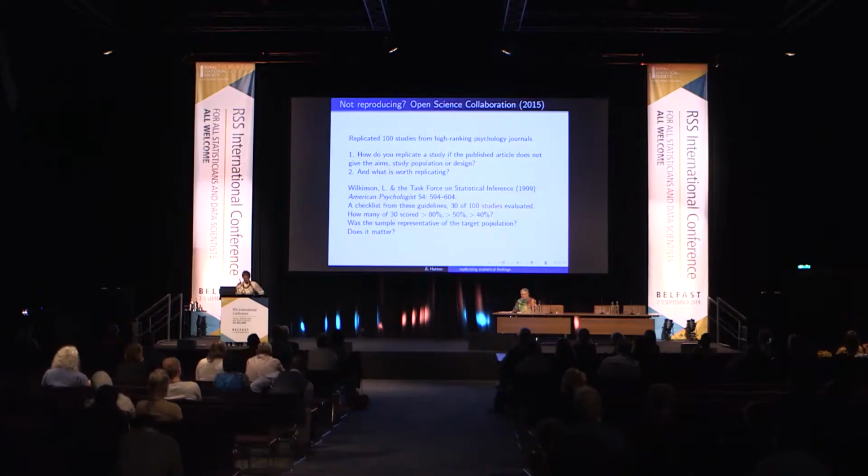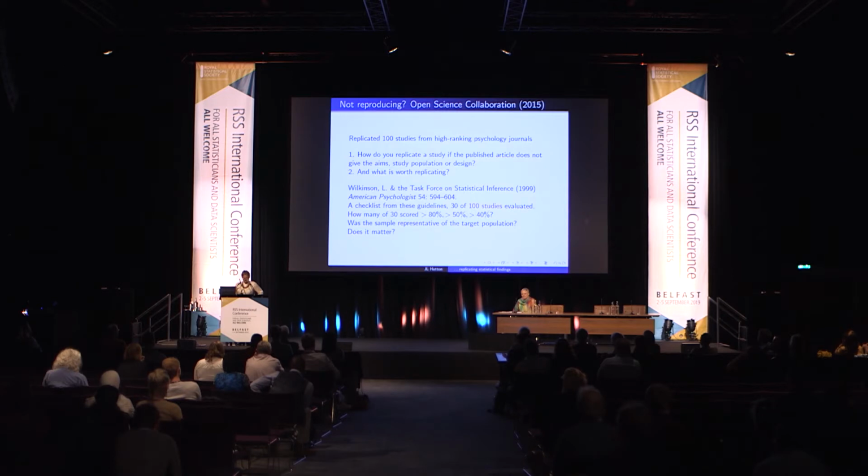Maybe p-values might have a role here. And the implications for future study. Is that done? Well, how would you replicate a study if the published article does not give the aims, does not give the study population, does not give the design? And is it even worth replicating?